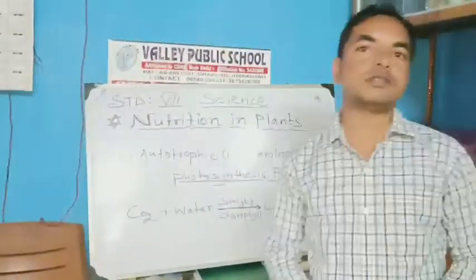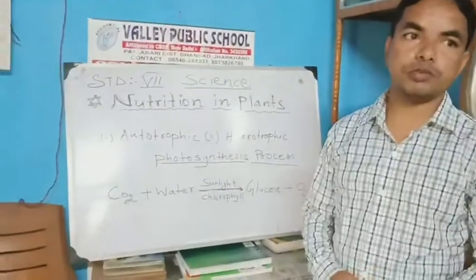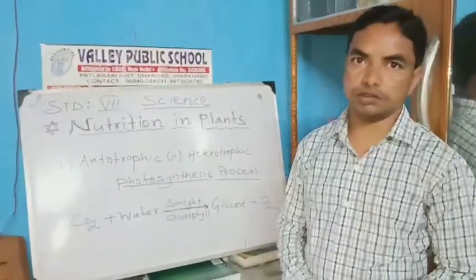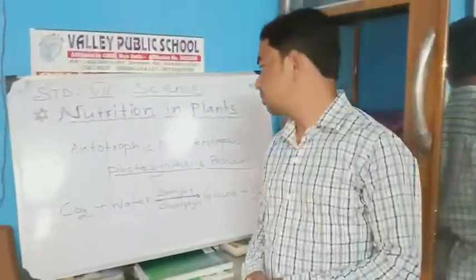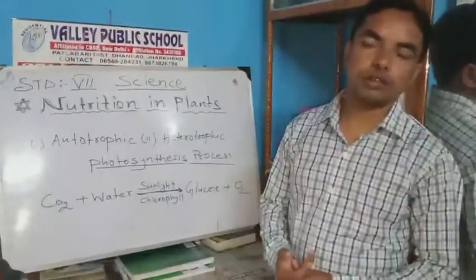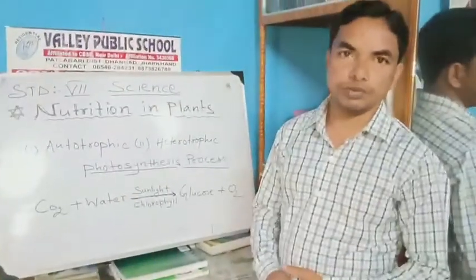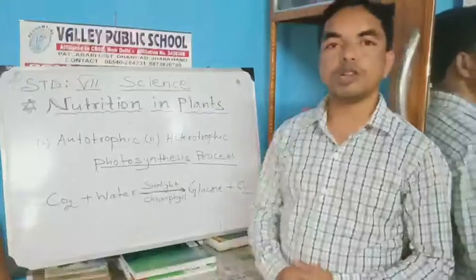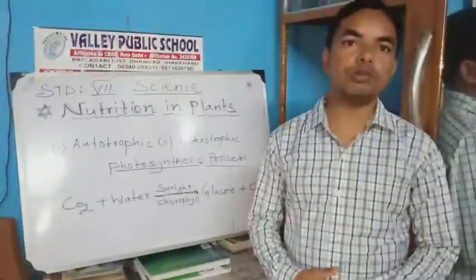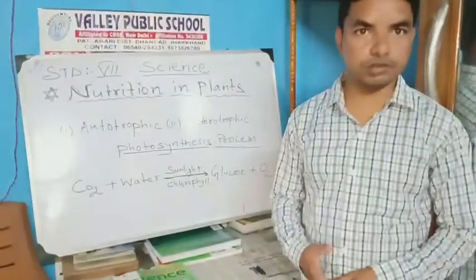There are the following steps for this process. Number 1, CO2, carbon dioxide. Carbon dioxide is a kind of gas. Carbon dioxide is taken in through the tiny pores of the leaves. Second, water. Water is absorbed by the roots from the soil.